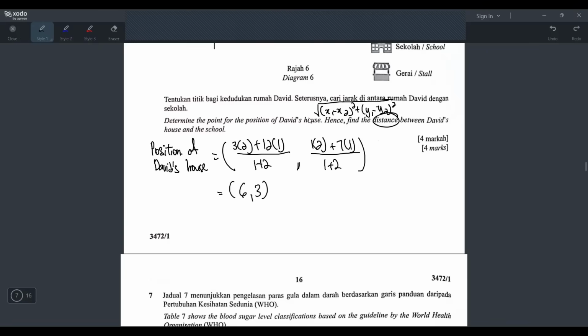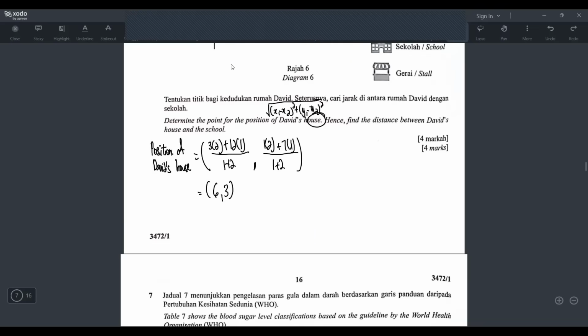But this is only part 1. There's still something else I want you to find: the distance between David's house and school. So I'm going to find the distance now, right? Okay, I need more space, so I'm going to make this smaller. So I'm going to find the distance now. I'll draw a line like this and then write distance.